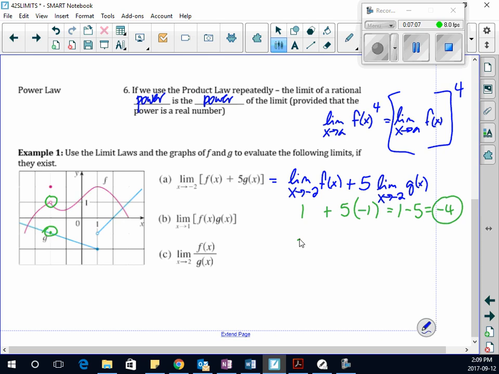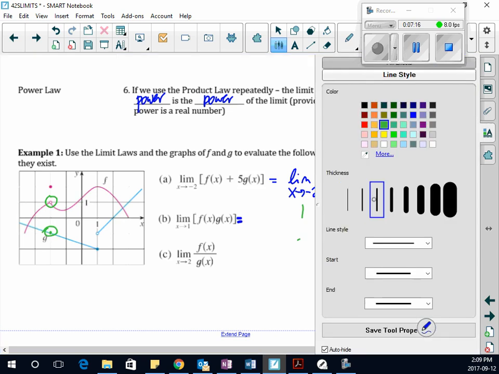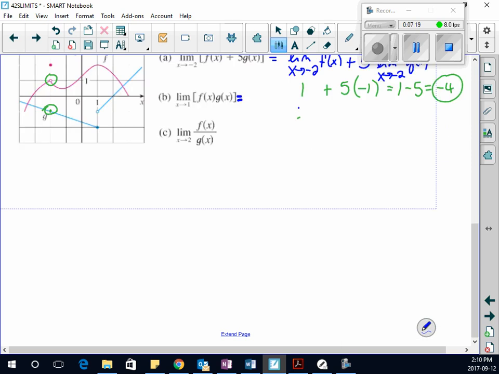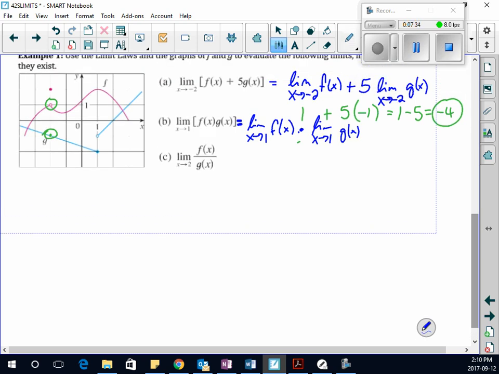So this is the product rule, so we can separate it. Again, you don't have to show this step, but I'm just going to show that I can separate this. So this is the limit as x goes to 1 of f of x times the limit as x goes to 1 of g of x. It looks like it's 2 times the limit as x goes to 1 for g. What about that?